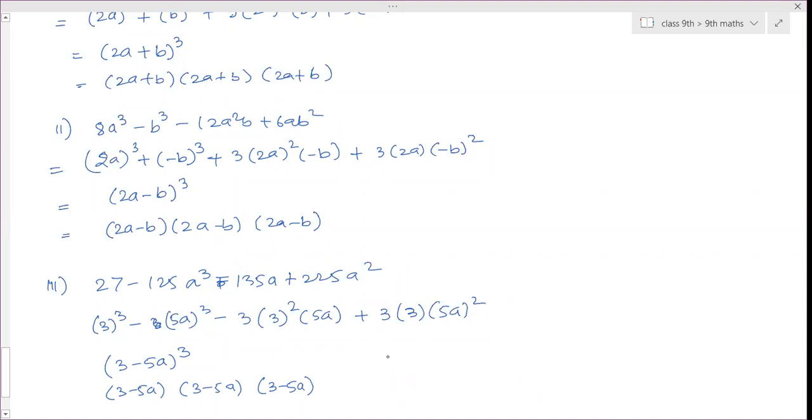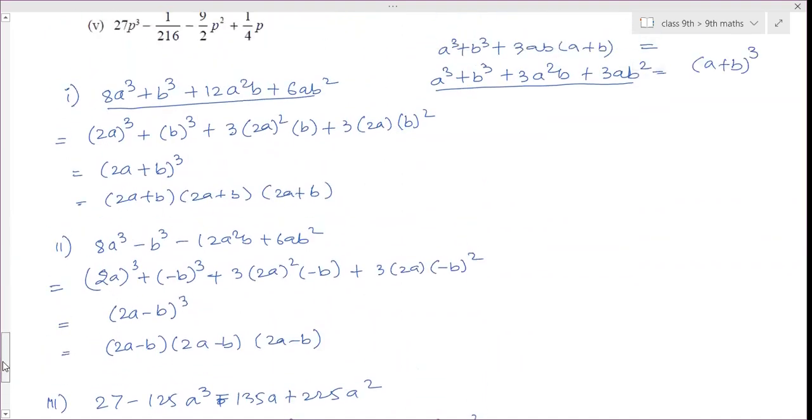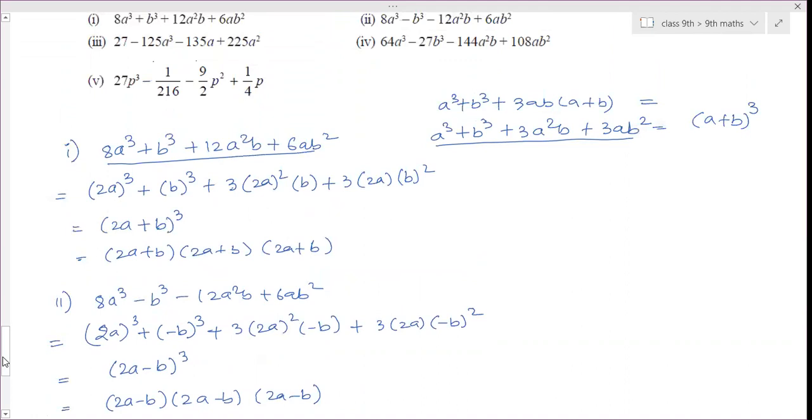Ma'am, I got answers for all, ma'am. Ma'am, even I completed all the questions. Only here your main aim is to find the value of a and b, so that you can get to know from the this one cube terms.